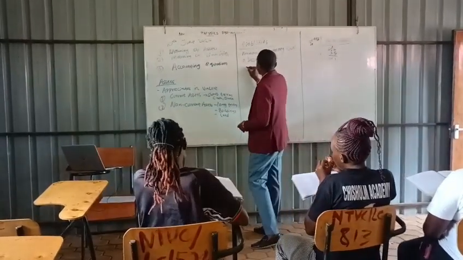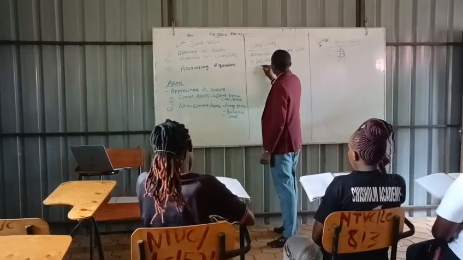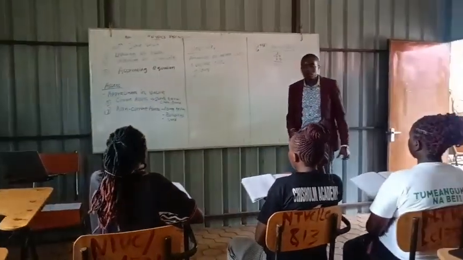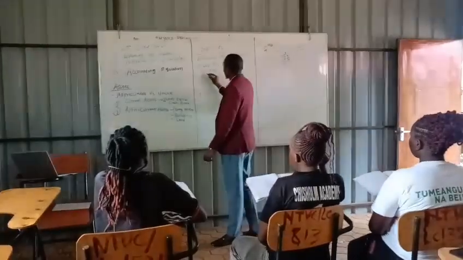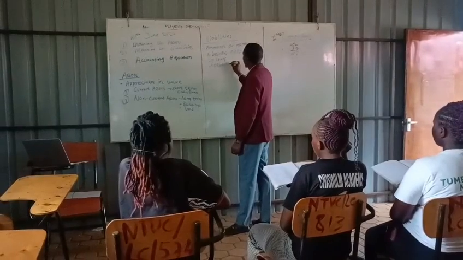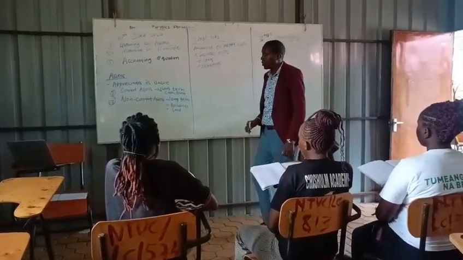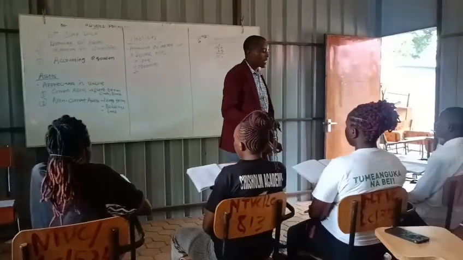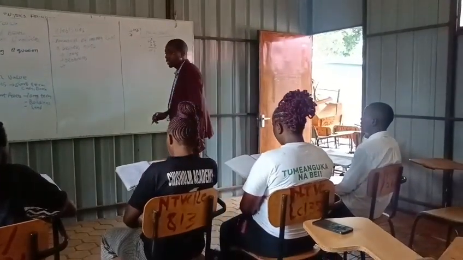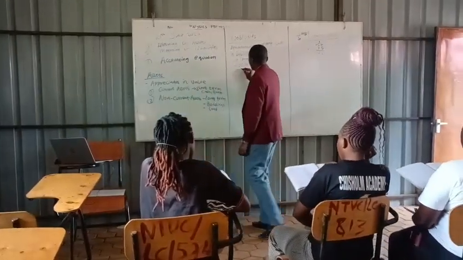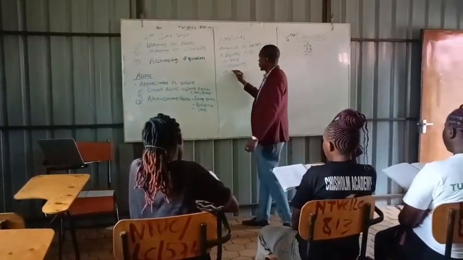So examples include loans. Okay. We have debentures. We have another example for liability. Yes, we have even bank overdraft.